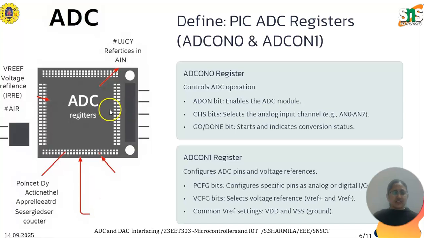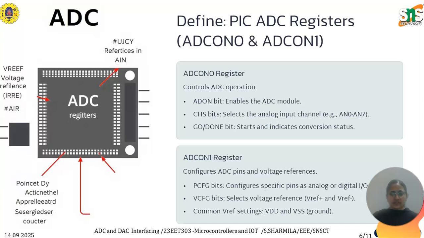Next, we see the ADC registers. There are two main registers available, ADCON0 and ADCON1. The ADCON0 register controls ADC operation, and the ADCON1 register configures ADC pins and voltage references. The ADON bit enables the ADC module, and there are 8 analog input channels, AN0 to AN7. The GO/DONE bit starts the conversion and indicates conversion status.